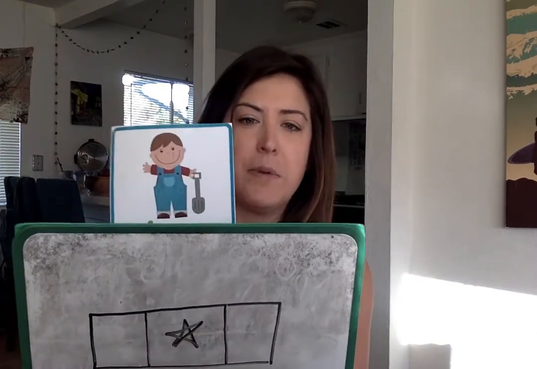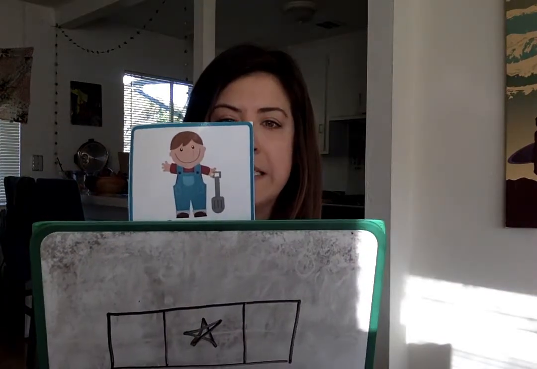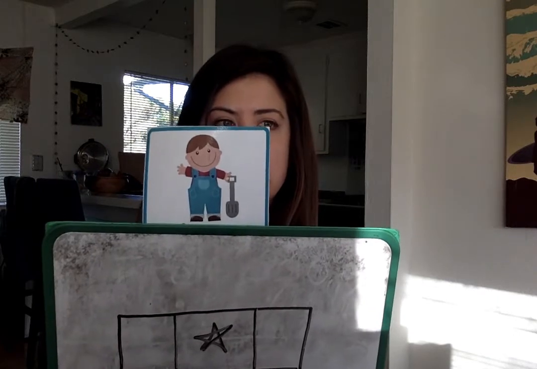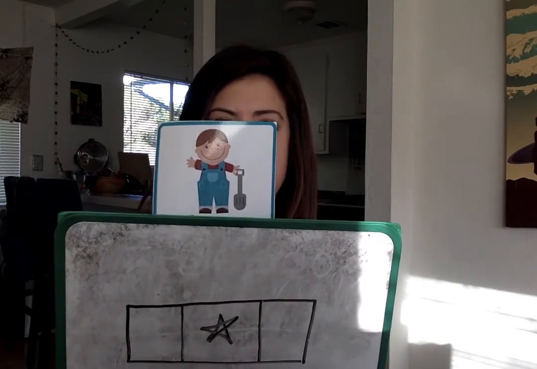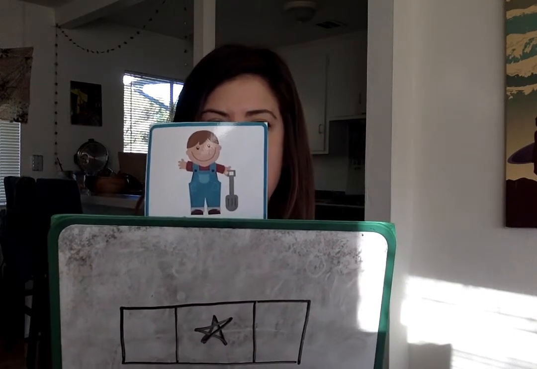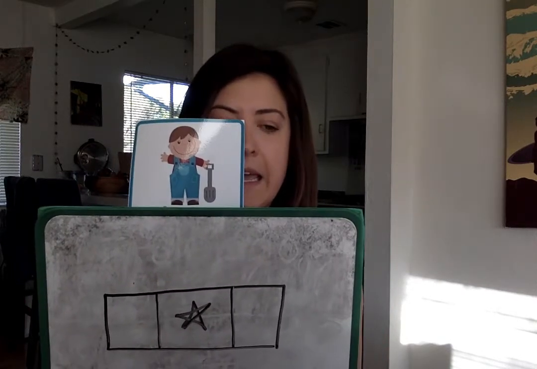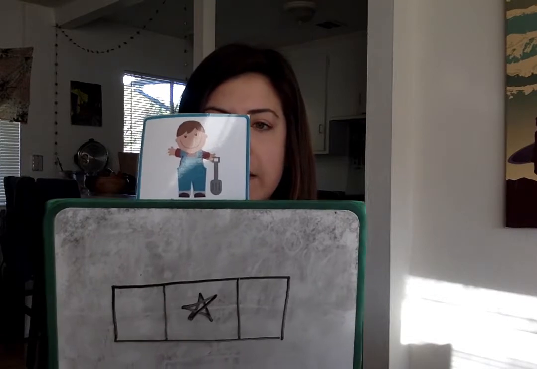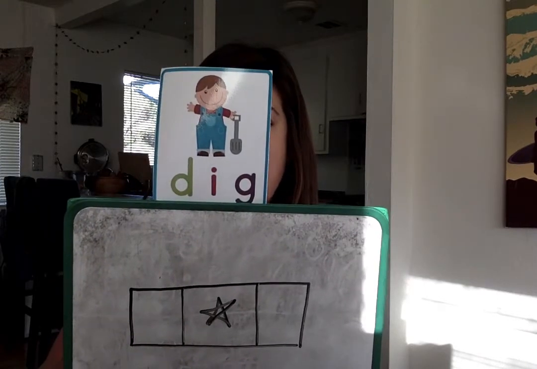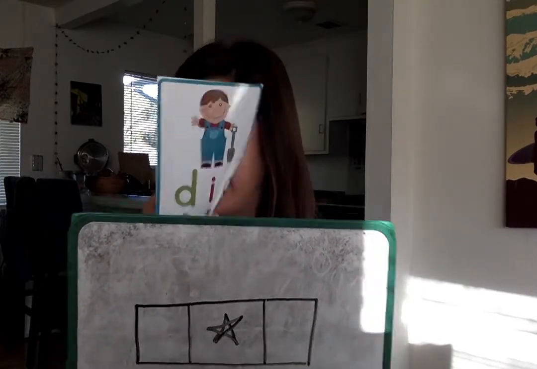So in this picture, the word is dig. What's the middle sound that you hear in dig? D. Ig. It's the I sound. So what letter is it? I. I'll put it in the I pile.